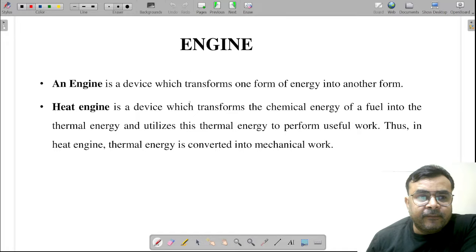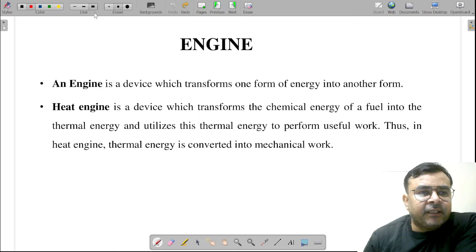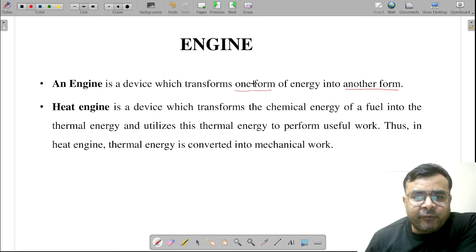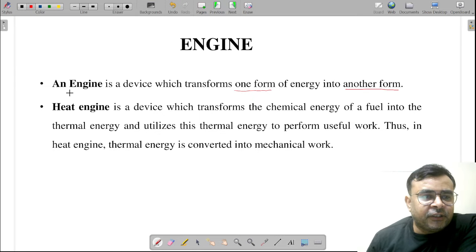First, engine. An engine is a device which transforms one form of energy into another form of energy. Like if you have a fuel and you burn it, then obviously the chemical energy after burning is converted into heat energy. And similarly, heat energy is further converted into some mechanical work. So a device which transforms these types of energies from one form to another is called an engine.